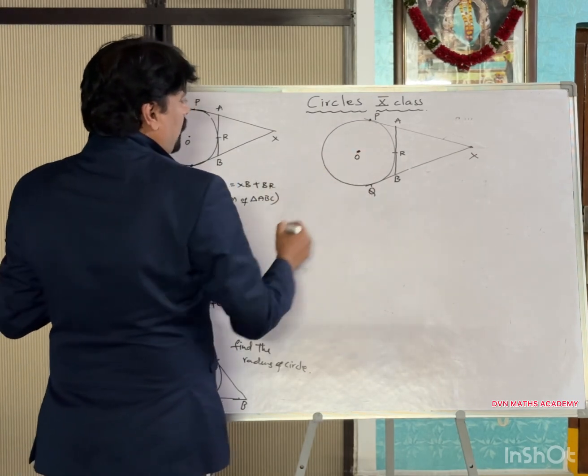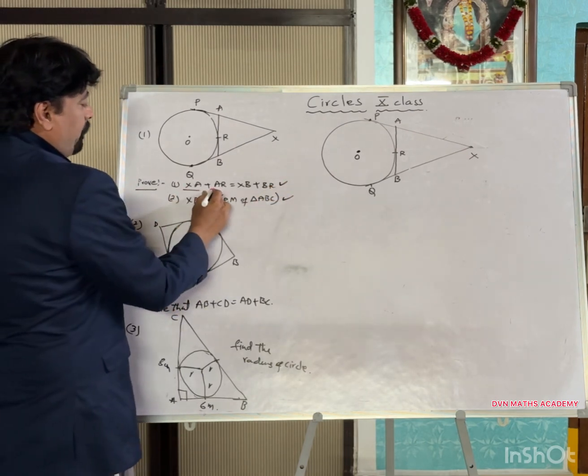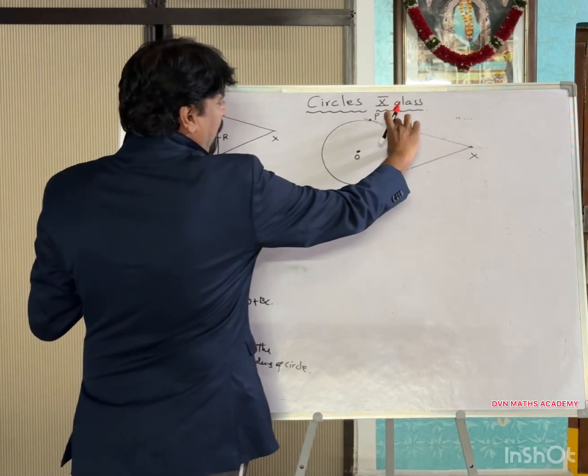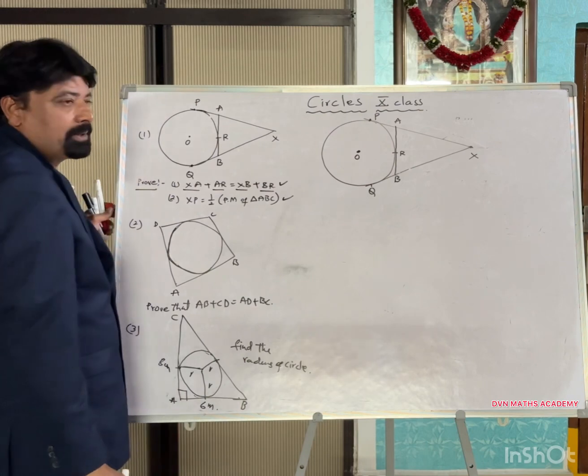Here two things we need to prove. The first one is XA plus AR is equal to XB plus BR. XA plus AR is equal to XB plus BR. This we are required to prove. This is a 2 marks question.